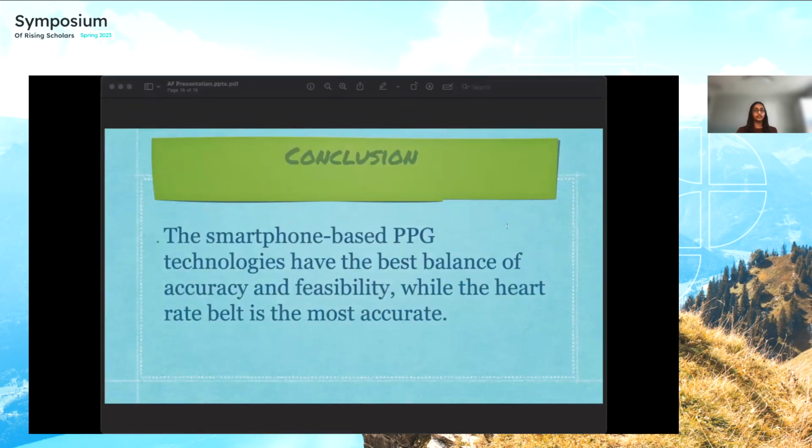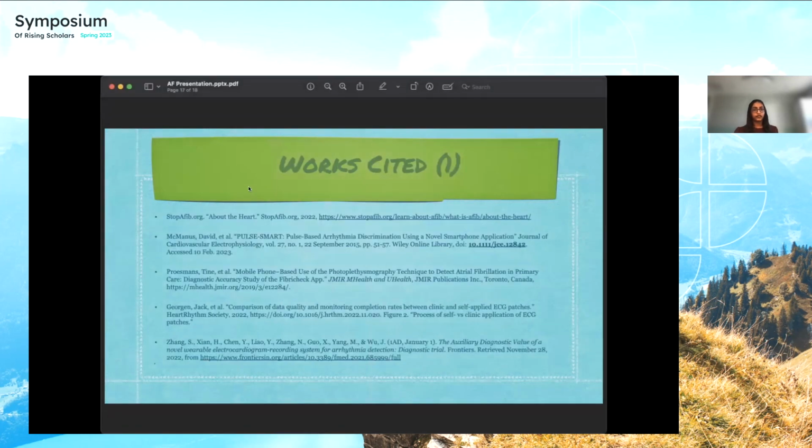So in conclusion, after comparing the accuracy and feasibilities of all these devices, I decided that the smartphone-based PPG technologies have the best balance of accuracy and feasibility, while the heart rate belt is most accurate. These are my resources that I used.